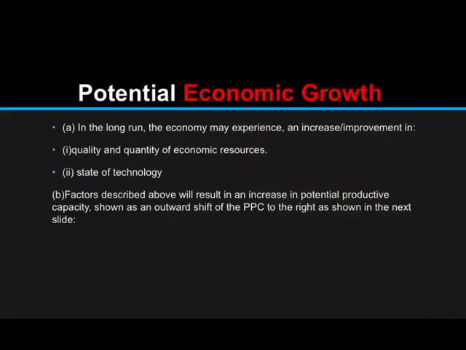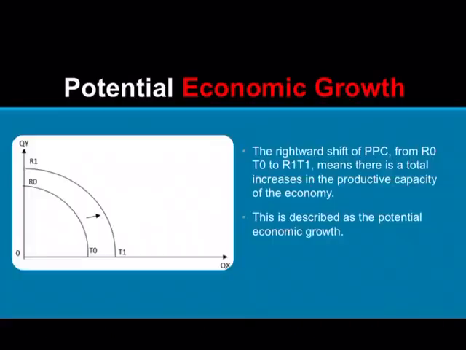So last time in section 1, we learned about economic growth just generally. Now, you should be able to specifically differentiate two different types of economic growth. One is the actual and the other one is the potential economic growth. So this is an example of potential economic growth, where the rightward shift of the PPC is from R0 T0 to R1 T1. This is what is described as potential economic growth.